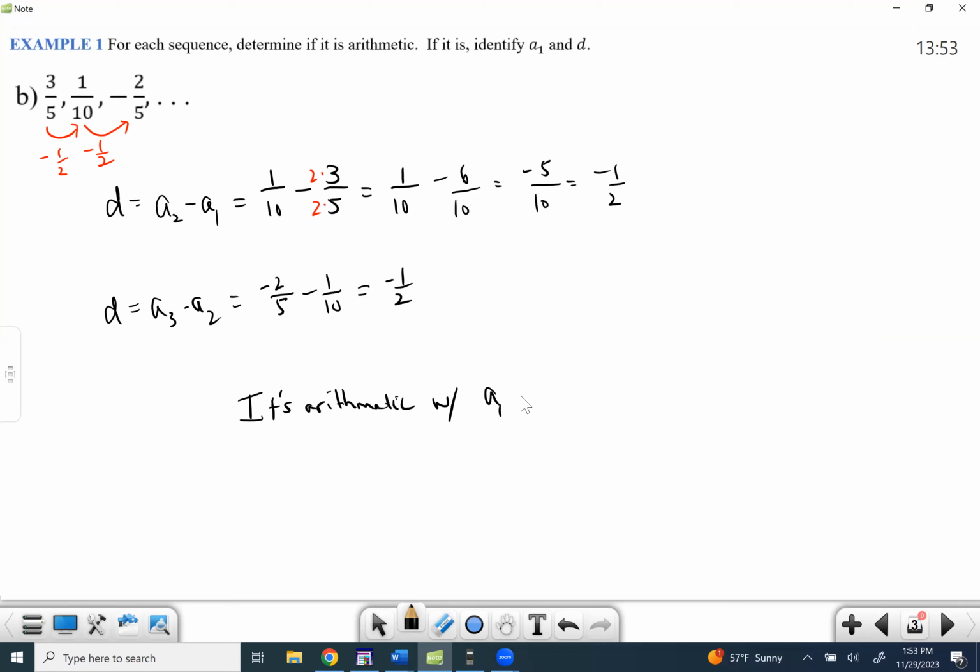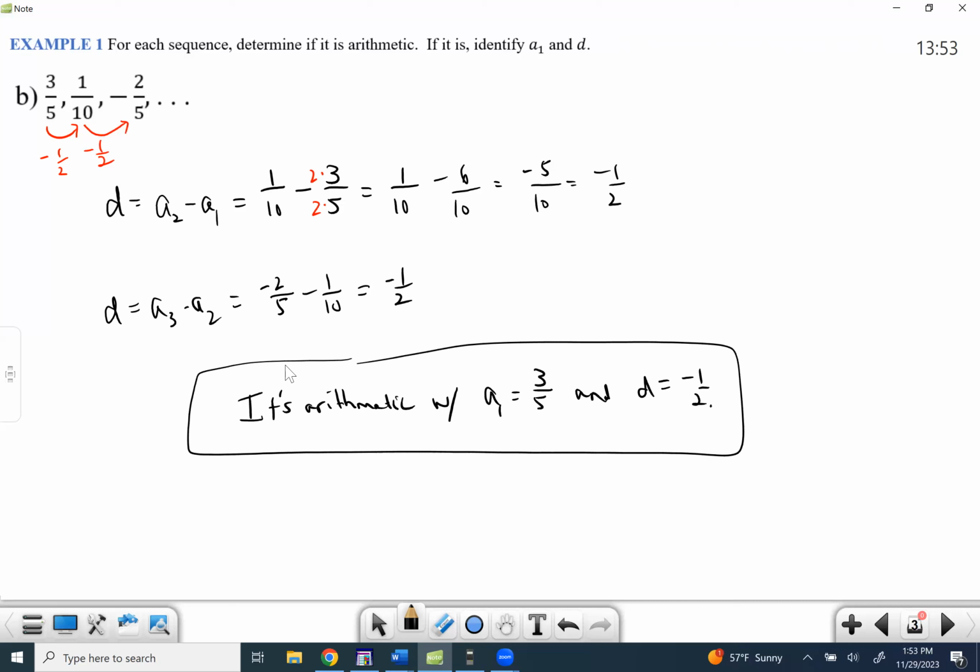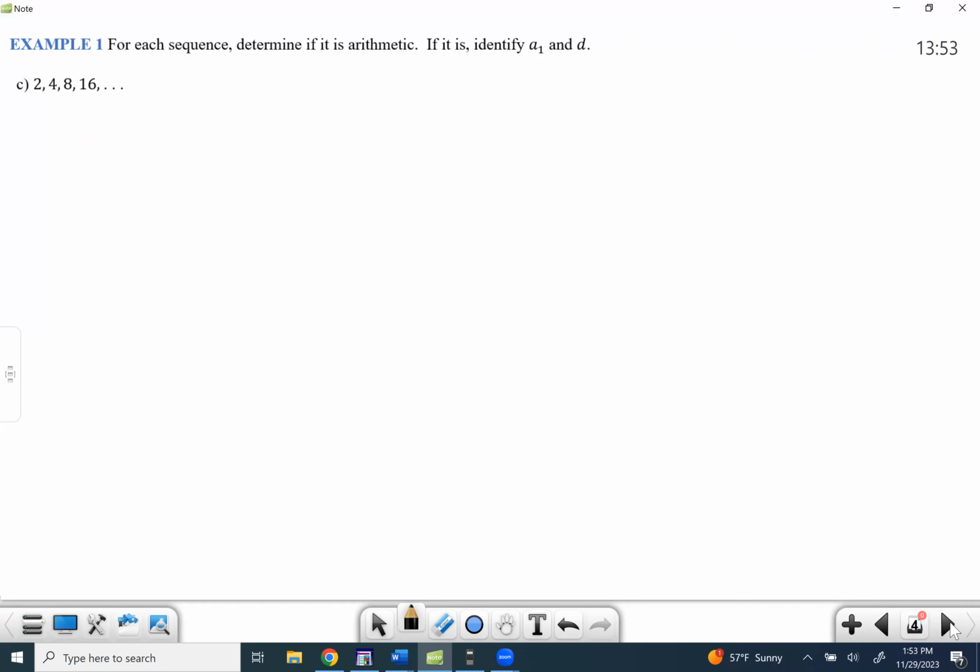With a sub 1, the first term, being 3/5, and the common difference d being a negative 1/2 this time. Okay. All right, let's try the next one.